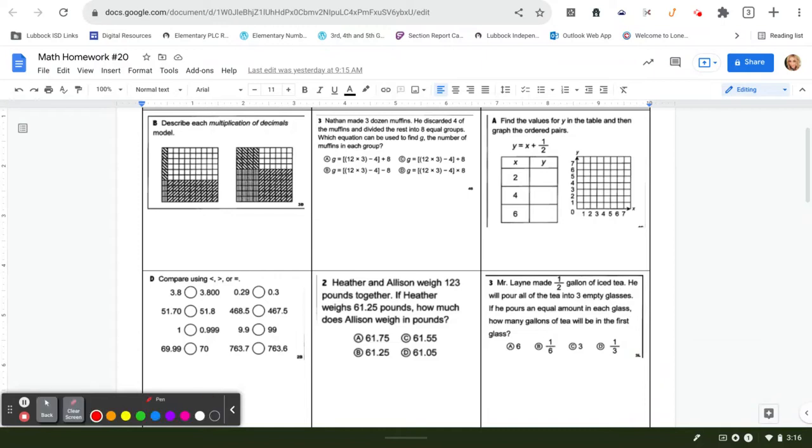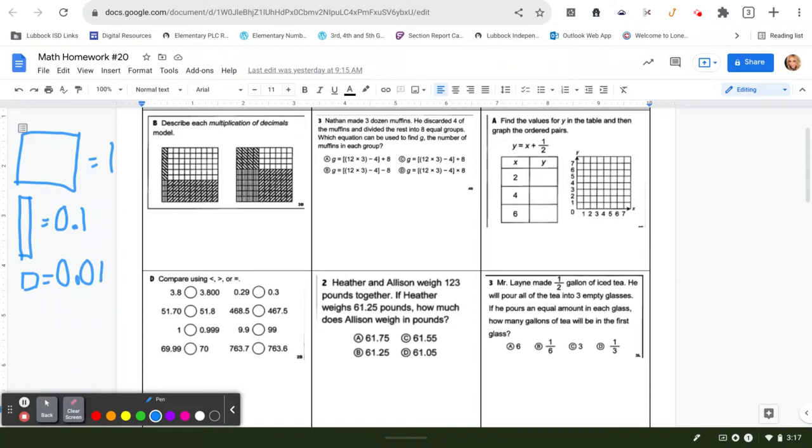Let's get started. For this first problem, this is multiplying decimals. So the thing that we need to remember here is that the flat no longer represents 100, it represents one whole. The rod does not represent 10, it represents 1/10. And the unit cube represents 1/100th.